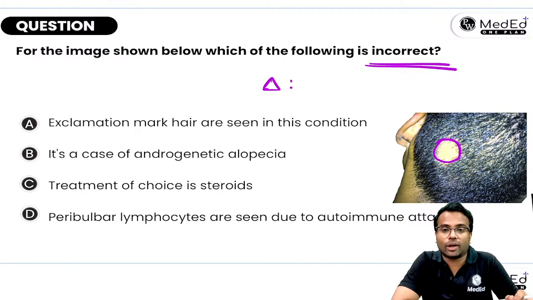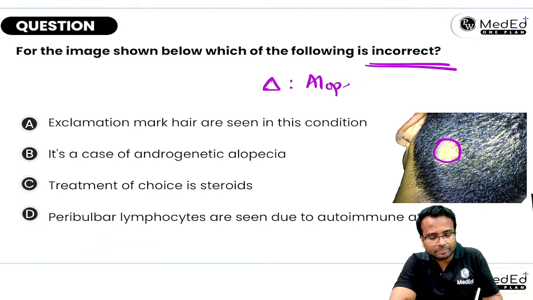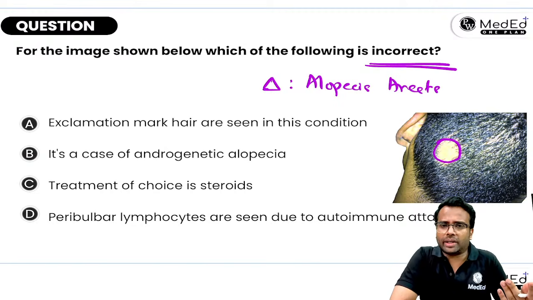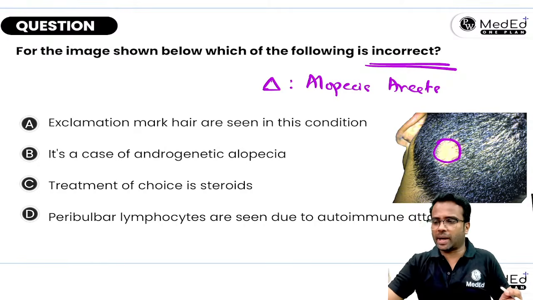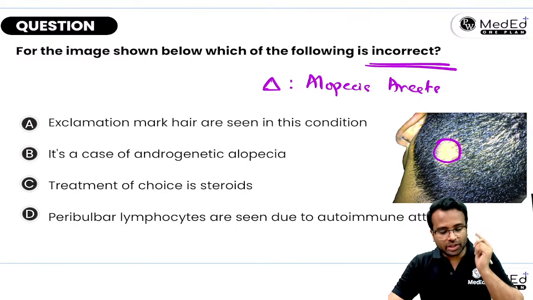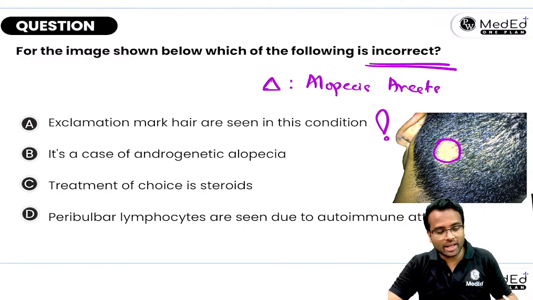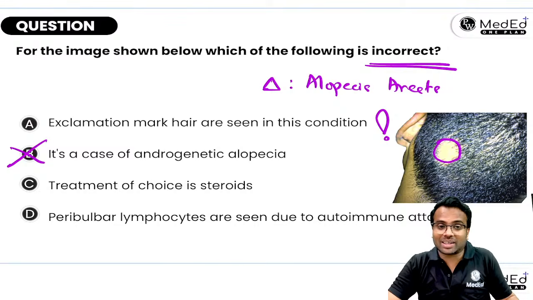So when you see a patchy alopecia like this, what could it be? It could be alopecia areata. It can even be trichotillomania, because of this patchy alopecia. So now let's read the options. Option A: exclamation mark hair can be seen in this condition. This is seen in alopecia areata for sure. Option B: it is a case of androgenic alopecia. So you have your answer already. That is going to be the incorrect statement here, the odd one out.